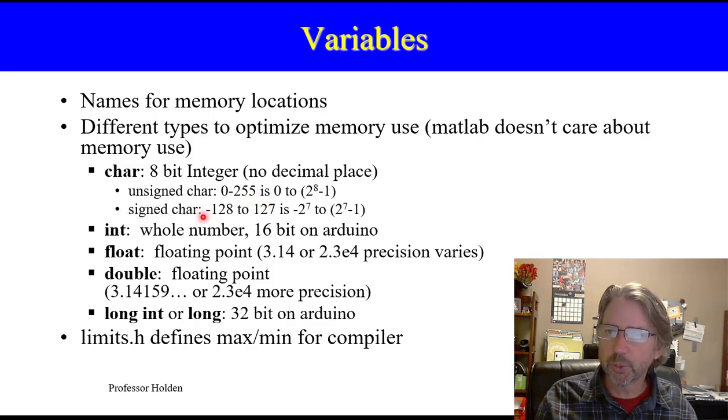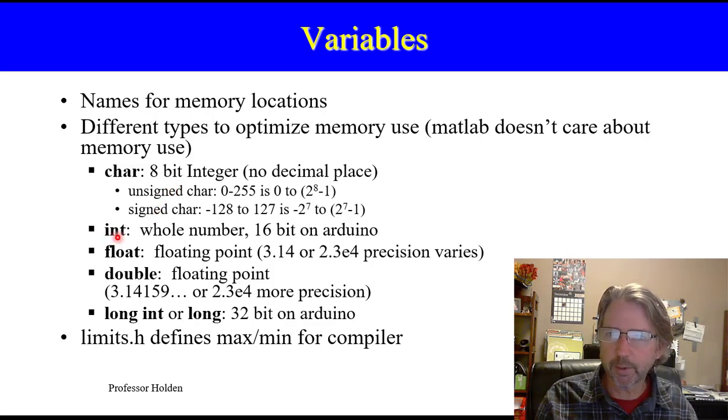Signed char uses 2's complement to store an 8-bit number, so it can count from negative 128 to 127. So this is the range for a signed char. So use these for things that don't count very high, because if you try to store 300 in an 8-bit number, it'll overflow and it'll store the wrong number.